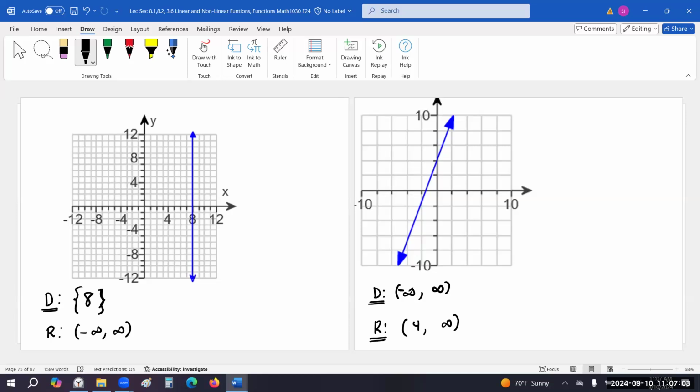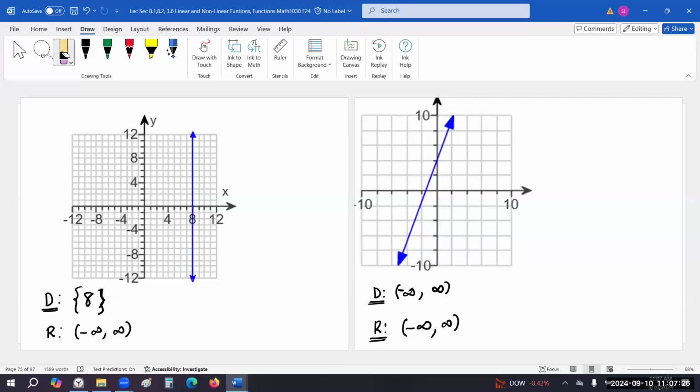You see, the line is going on upward forever. So y value is increasing forever. The line is going downward forever. So we have y value on the negative side going on forever. So it's from negative infinity to the positive infinity.